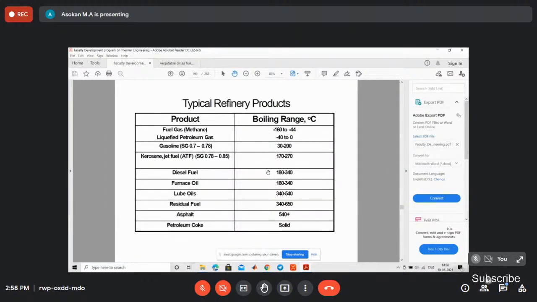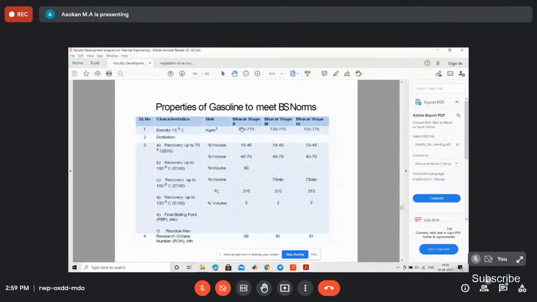And this is the boiling point range, right? So diesel fuel is 180 to 240 degrees Celsius, right? The gasoline is 22 to 200 degrees Celsius. So this is the refinery, at this temperature the gasoline will be obtained, right? And see, this is the specification of BS norms for gasoline. So what is the BS2? The density is 710 to 770, but BS4 is 710 to 775, right?